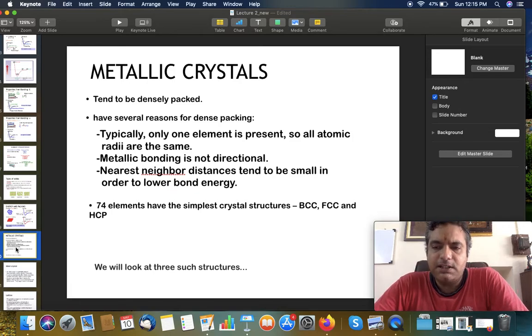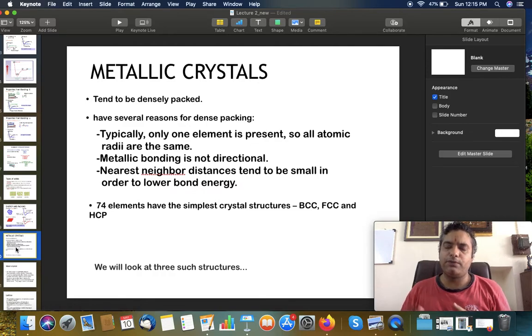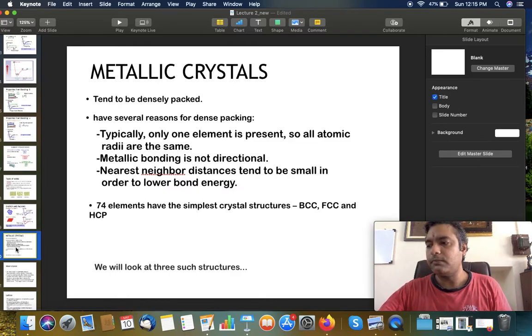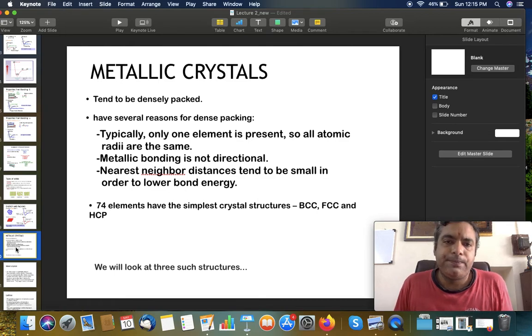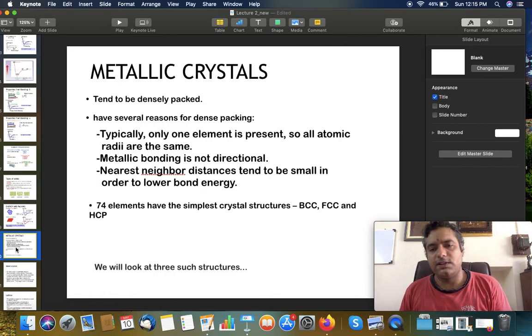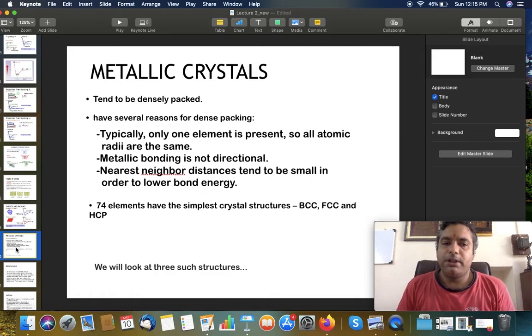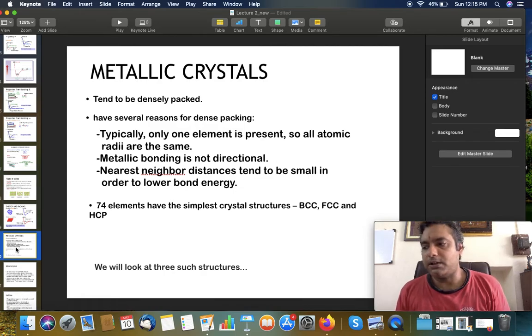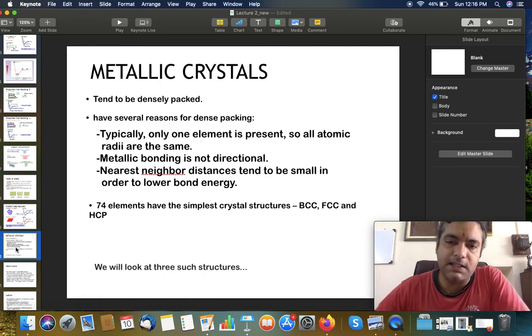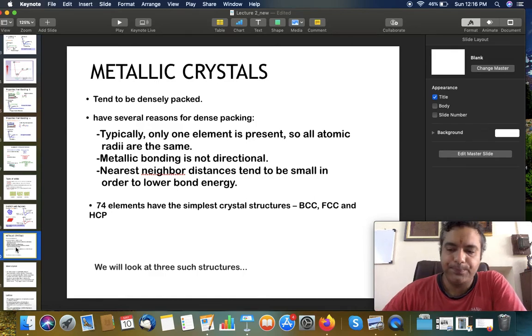The thing is, when the nearest neighbor distance, which is the adjacent atom, is very small, the atom does not need an excessive amount of energy to form a bond with them. So naturally, the bond energy is lower. And usually, metallic crystals are represented only in certain types of structures like body-centered cubic, face-centered cubic, and hexagonal close pack. These are some things which we are going to see in detail.